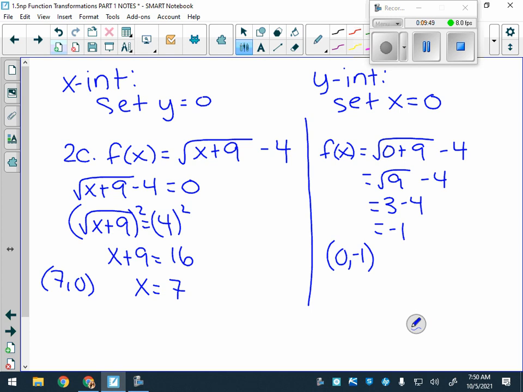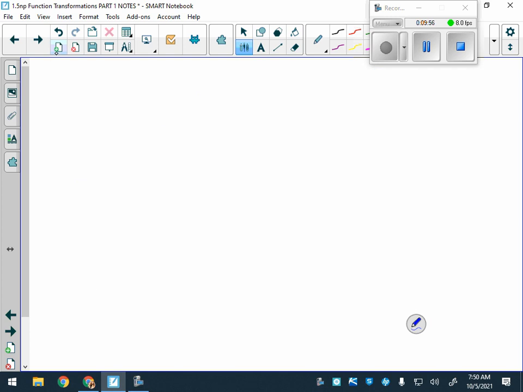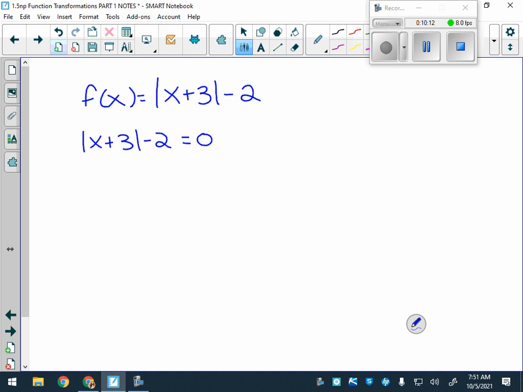Okay. Absolute value with x-intercepts, you would isolate the absolute value. So for example, if I had this, and I want to find my x-intercepts, you first have to set it equal to 0. However, this is important information to have down: when you have x-intercepts for absolute value, you're going to have two.